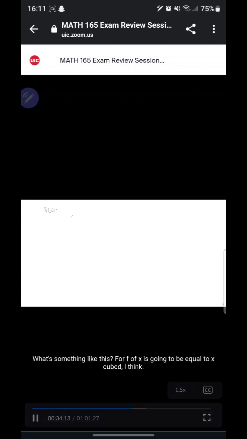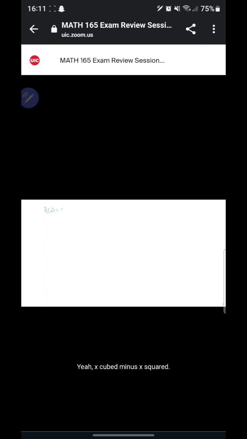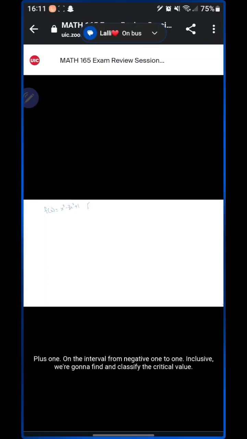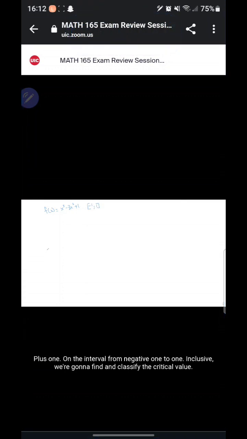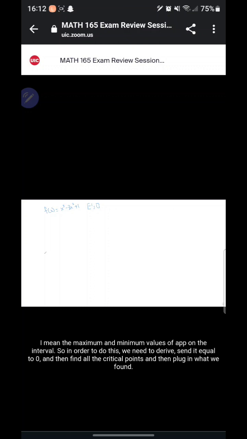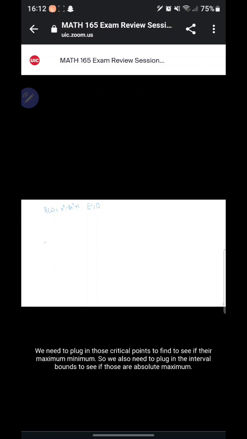For f of x is going to be equal to x cubed, I think. Yeah, x cubed minus x squared plus 1 on the interval from negative 1 to 1 inclusive. We're going to find and classify the critical values, the maximum and minimum values of f on the interval. So in order to do this, we need to derive, set it equal to 0, and then find all the critical points and then plug in what we found. We need to plug in those critical points to see if they're maximums or minimums. We also need to plug in the interval bounds to see if those are absolute maximum or minimum.